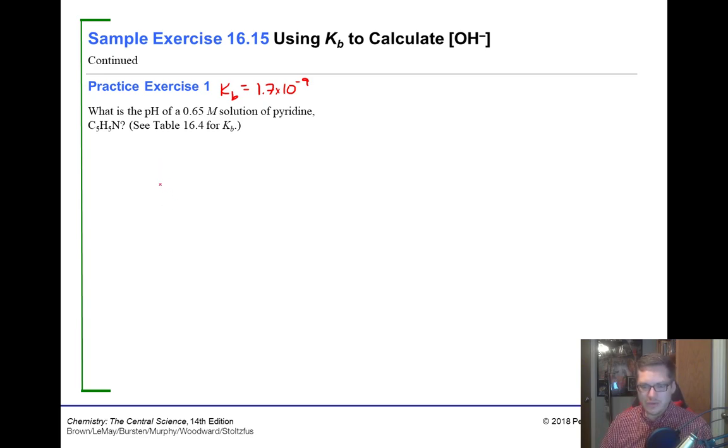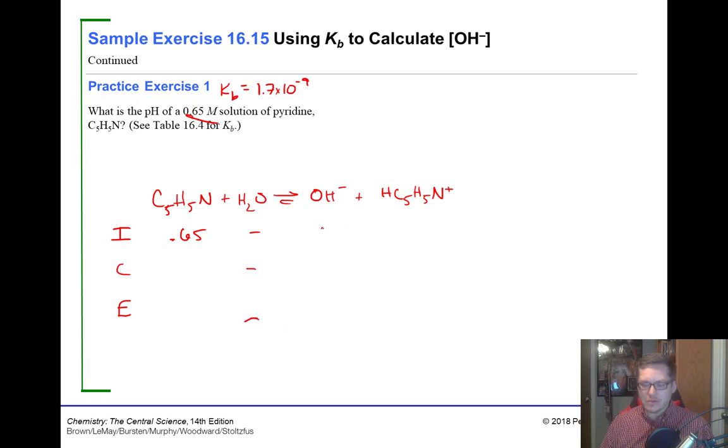C5H5N. So we've got C5H5N plus water is going to form OH minus plus HC5H5N plus. We've got our ICE table. The initial concentration of pyridine is 0.65, so I'll throw that in right there. Water, doesn't matter. The hydroxide concentration is going to be 0, and so is the pyridinium.